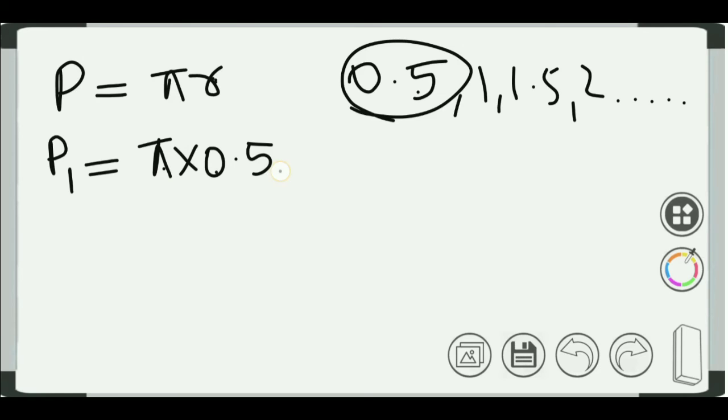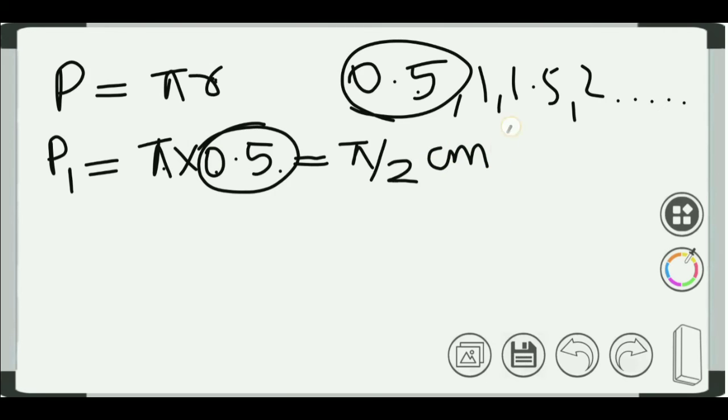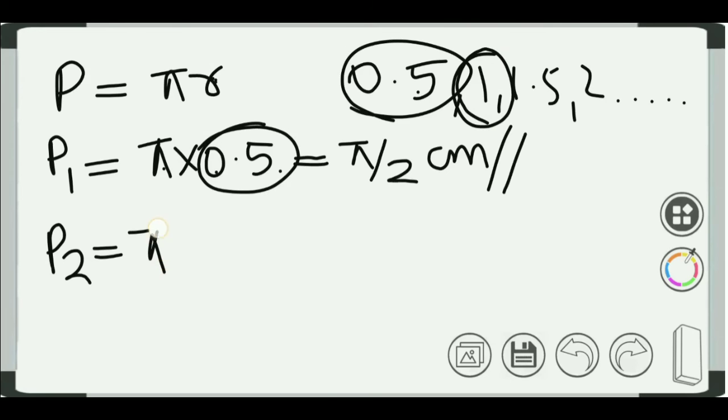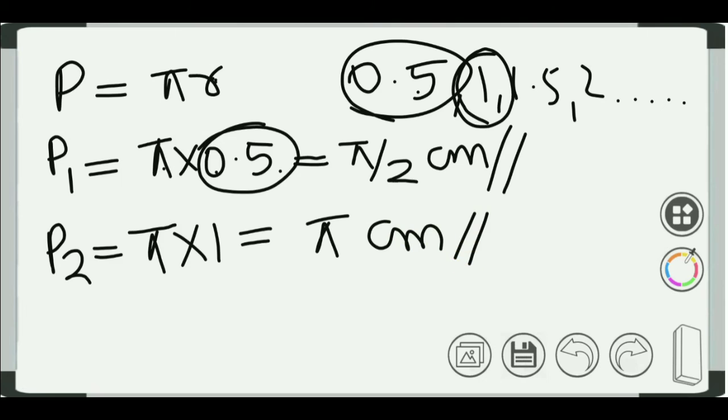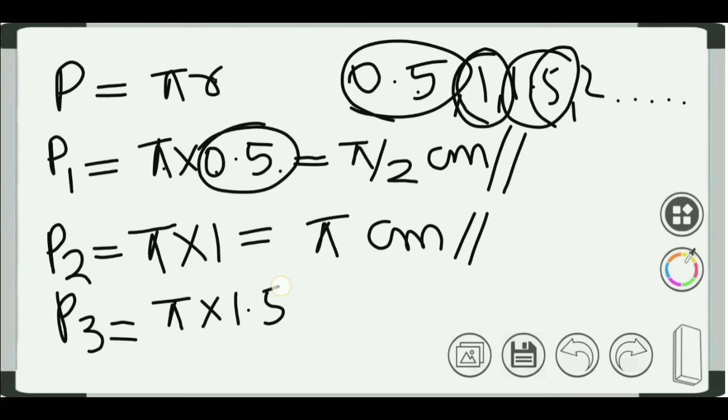See, pi into 0.5. What is pi into 0.5? I can write it as pi by 2, because 0.5 I can write as 1 by 2. So I'll write pi by 2 centimeter. Now the second one, its radius is 1 centimeter. So pi into radius 1, I can write pi centimeter. For the third one, what is the radius? 1.5. So I'll be writing pi into 1.5.